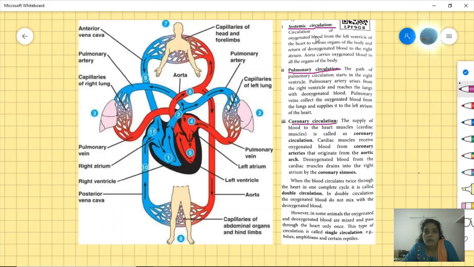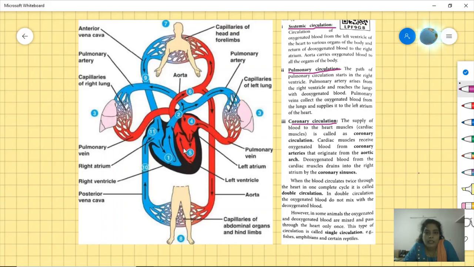Okay, now we can see what is systemic circulation. It is the circulation of oxygenated blood from the left ventricle of the heart to various organs of the body and return of deoxygenated blood to the right atrium. Where is the left ventricle? This is the left ventricle. So circulation of blood from the left ventricle to various parts of the body.